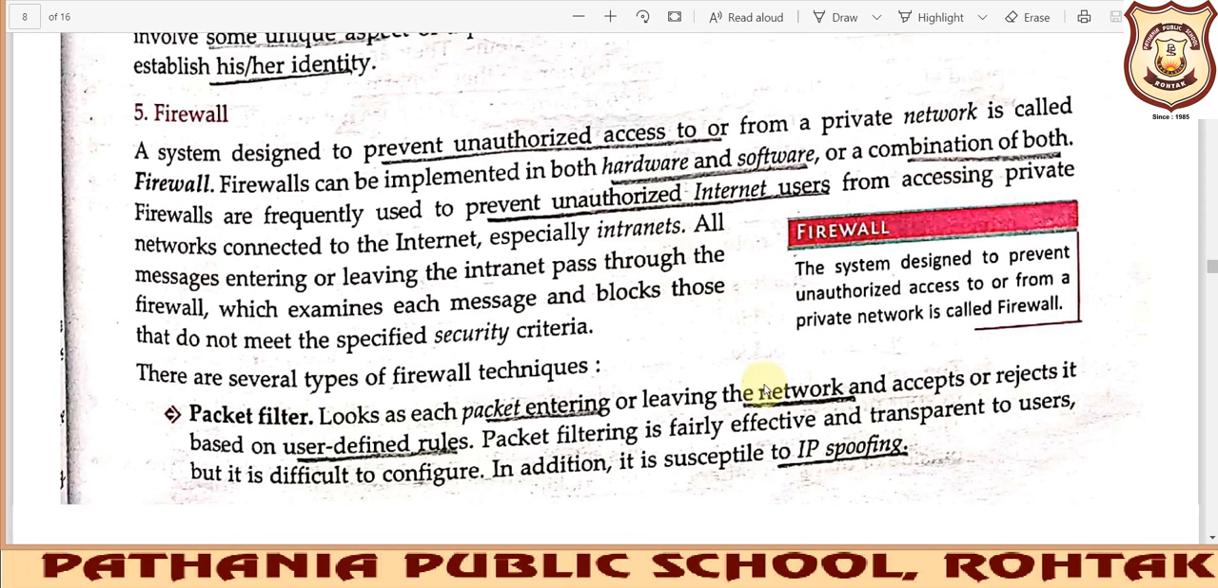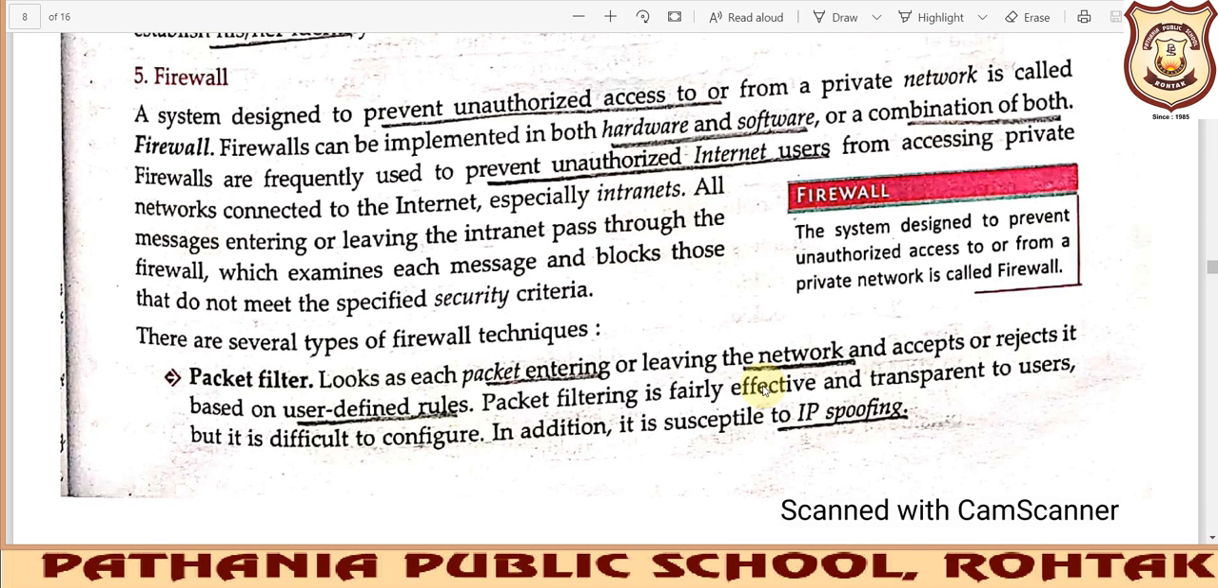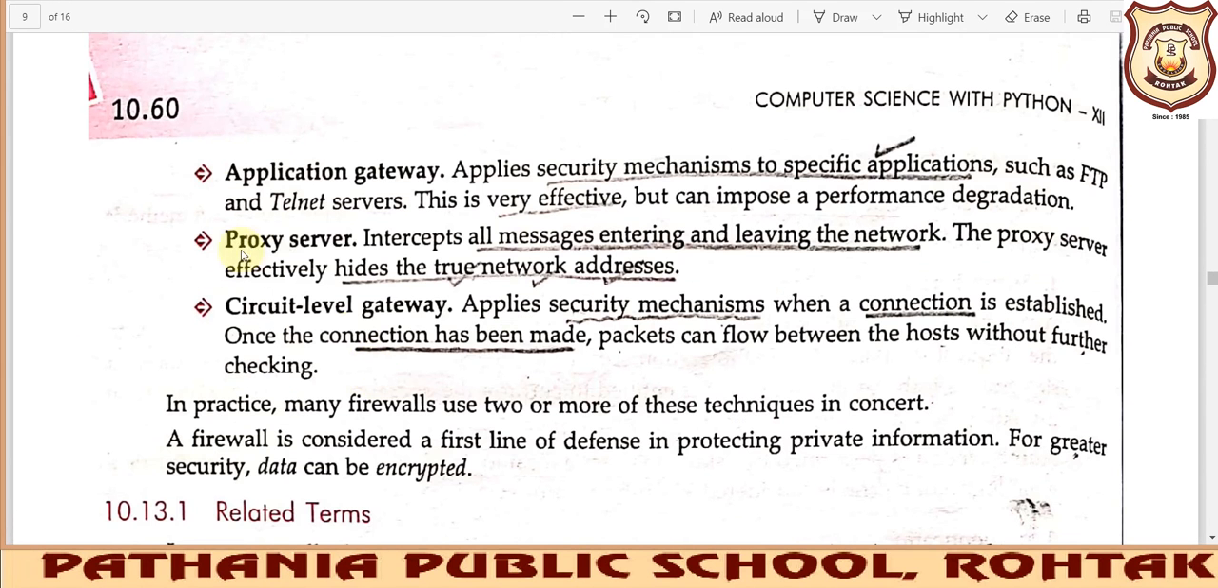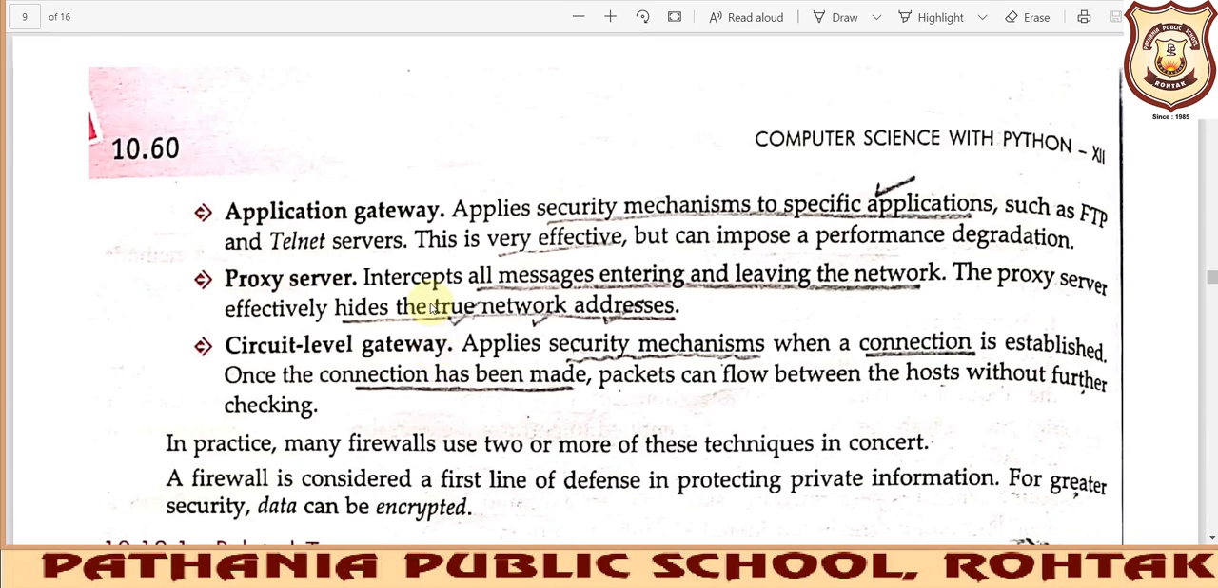If an unauthorized user is trying to enter the network, it blocks that particular user or a particular site that is sending data which is not meant to enter that network. Okay, so there are different types of firewalls, like packet filter firewall, application gateway, proxy server, and circuit level gateway.